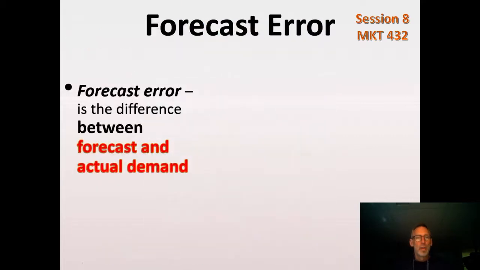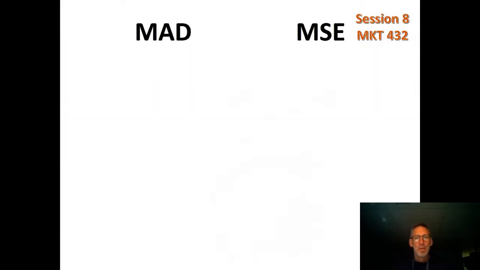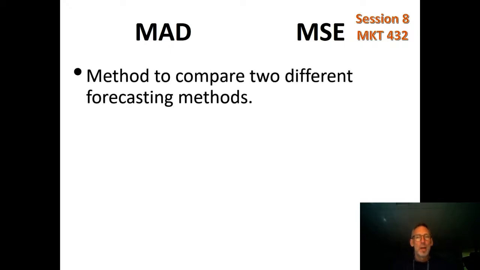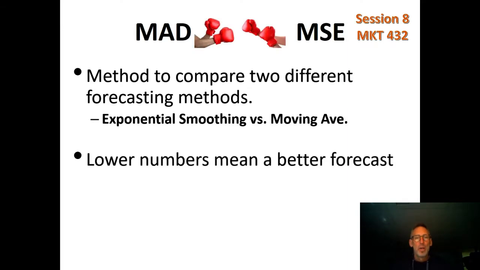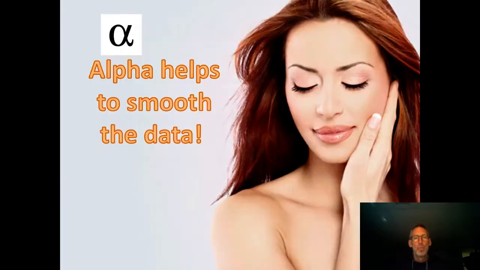So when we talk about forecast error, it's the difference between the forecast and actual demand. Okay, and we're going to look at two different forecasting methods, mean absolute deviation and mean squared error. These are two methods of many, but we're going to use two. We're going to calculate the values of MAD and MSE, and we're going to determine which method is better because it will have the lowest score. All right, so the method with the lowest score is going to be the better method.